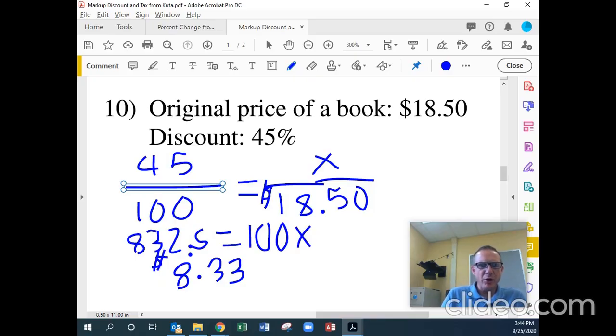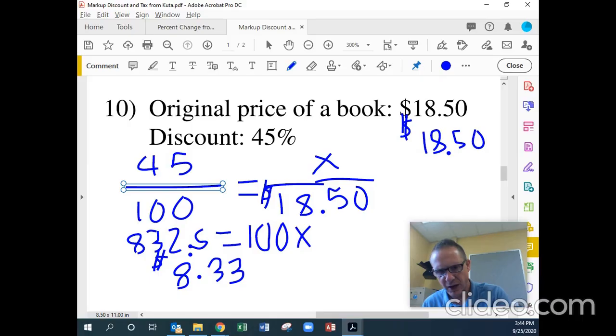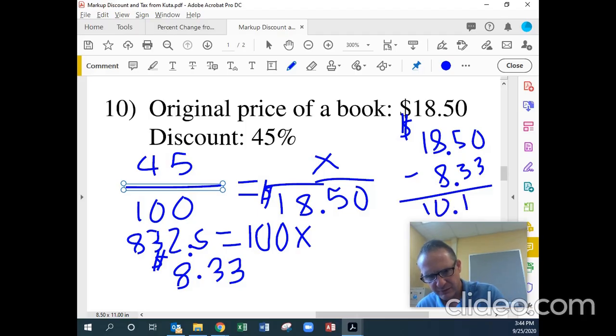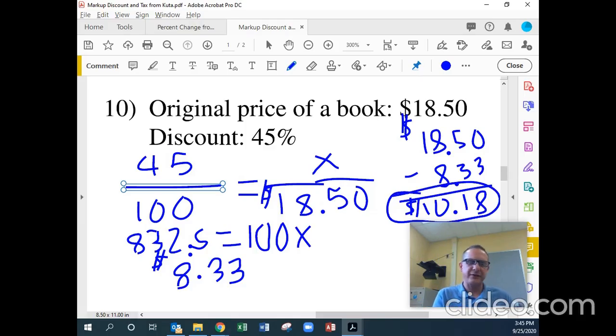So I am getting part of it off of the price of the book. So that means I don't pay the $18.50. That was the whole. I pay less than that. So subtract that. $10.18 is how much the book would cost after the discount.